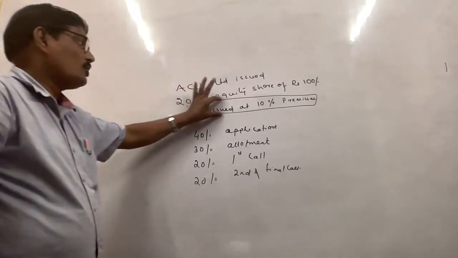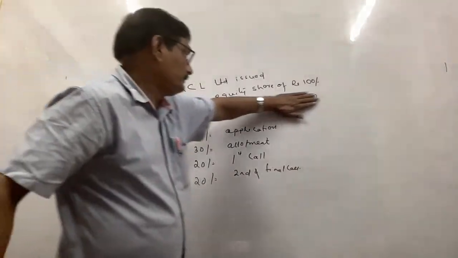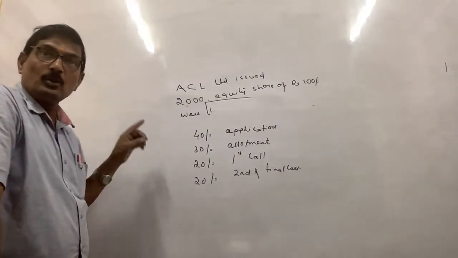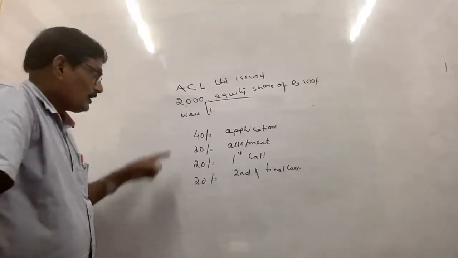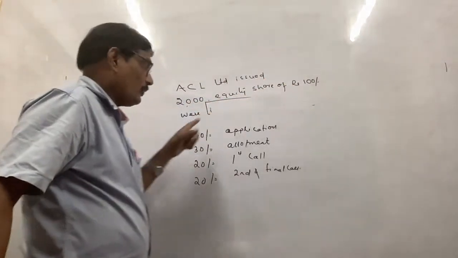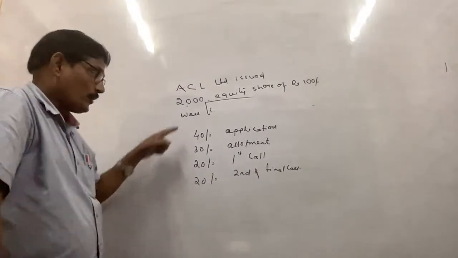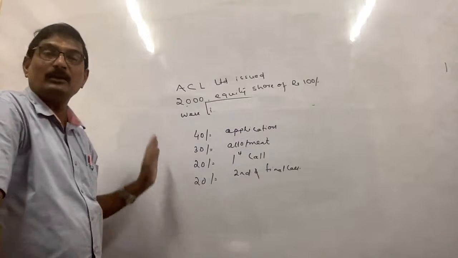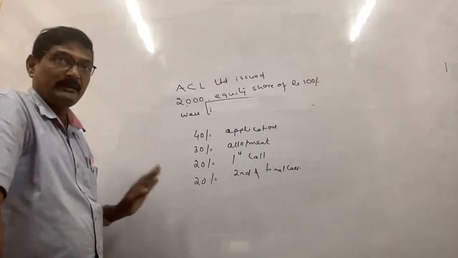If the question is not there, suppose this is not there, but the question says in this way, so don't take risk. First you add it up and say the nominal value is 100, but we are issuing it at 110, 40 plus 30 plus 20 plus 20. Means it is implied that we are issuing the shares at a premium of 10 rupees.